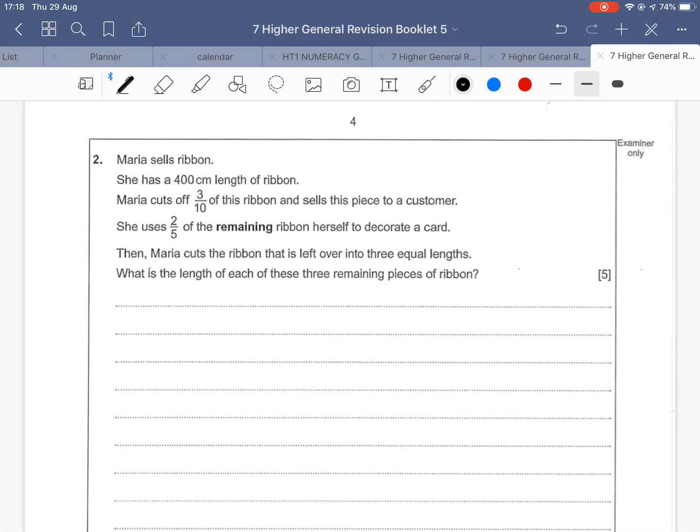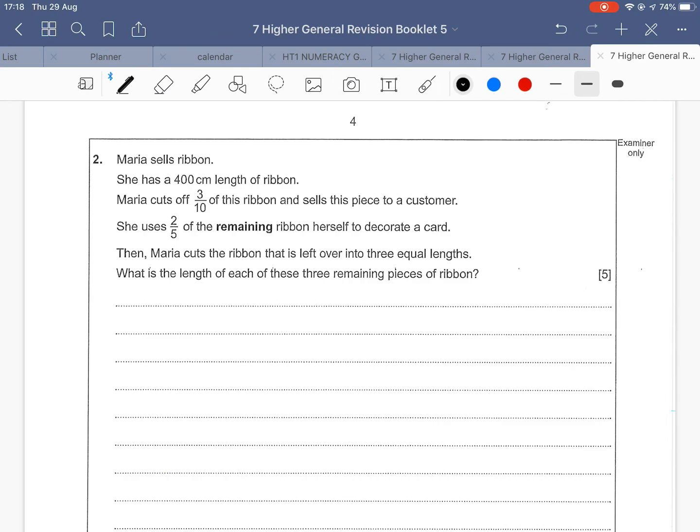Question 2. Maria sells ribbon. She has 400 centimeters length of ribbon. Maria cuts off 3/10 of the ribbon and sells this piece to a customer. She uses 2/5 of the remaining ribbon herself to decorate a card. Then Maria cuts the ribbon that is left over into 3 equal lengths. What is the length of each of these 3 remaining pieces of ribbon?